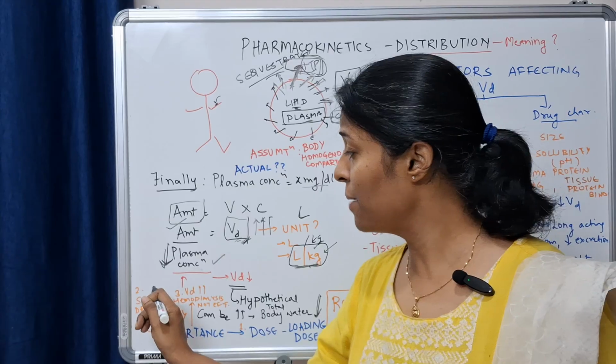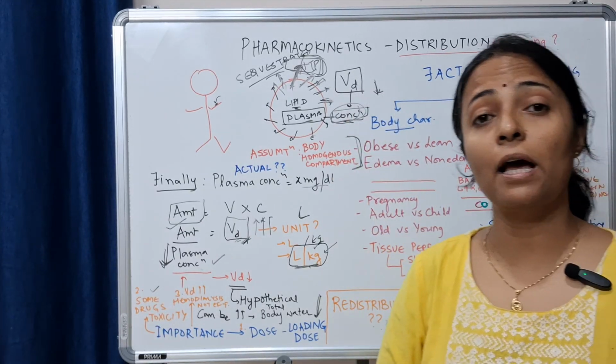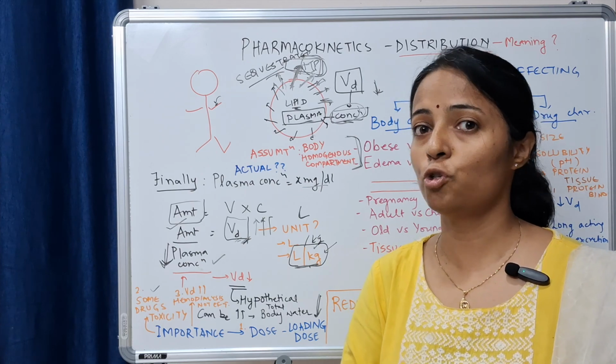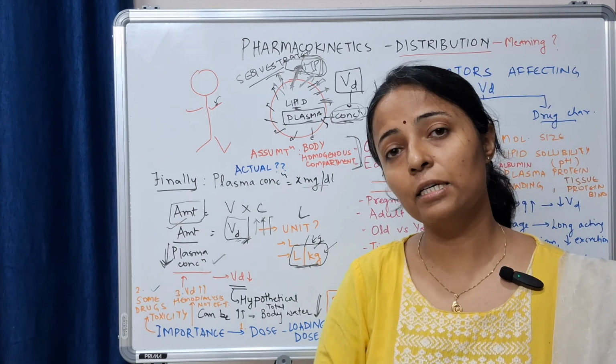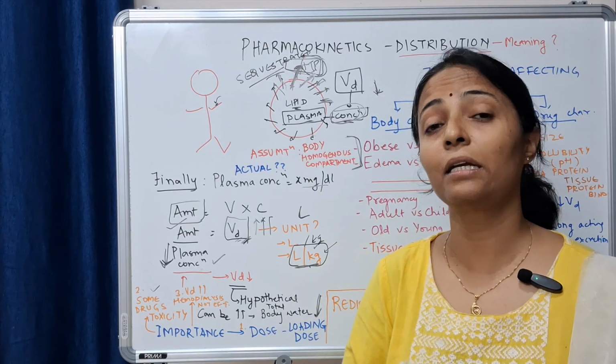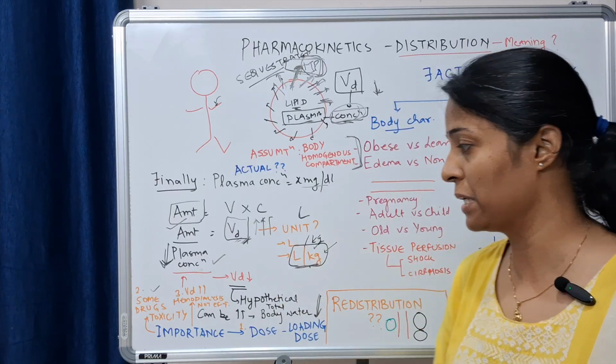Second thing is that there might be some drugs which may have more toxicity because they are getting sequestrated in certain tissues. For example, tetracyclines. Tetracyclines go much more in bones and teeth and bind there. So we get tetracycline toxicity in these places.